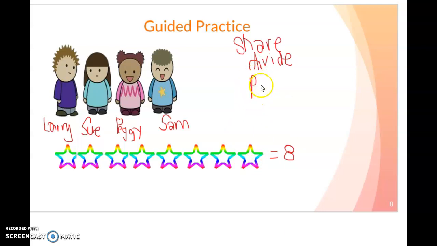So Sam wants to share his stars equally with his 3 friends. So each person is going to get the same amount of stars. What we're trying to decide is, what is the fractional part of the set of stars that Larry will get, that Sue will get, that Peggy will get, and that Sam will get? Okay, so let's see.